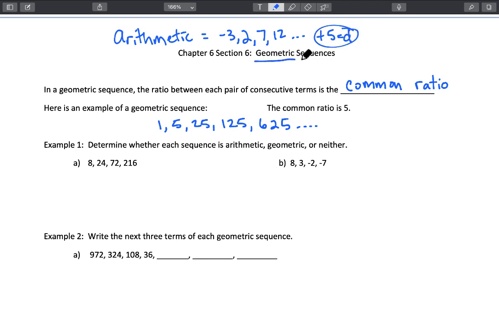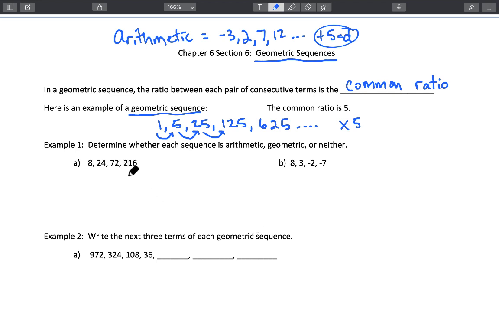Well, a geometric sequence doesn't have a common difference. Instead, it has what's known as a common ratio between terms. So here's an example of a geometric sequence: 1, 5, 25, 125, 625. Going between the first term and the second term, the second and the third and the fourth, we're multiplying by 5. So instead of adding 5 or subtracting 5, we're multiplying by that common ratio.